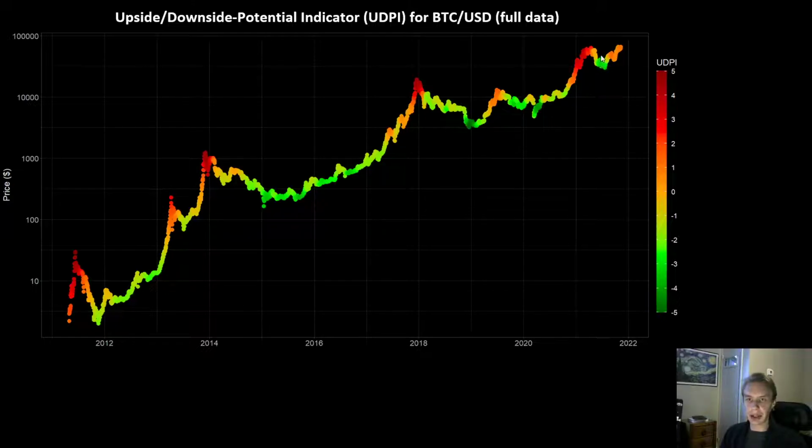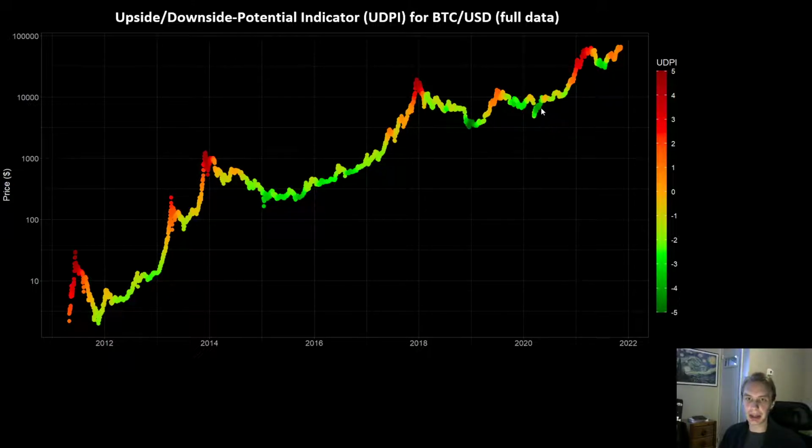And so one of the first questions I had after I developed the indicator for Bitcoin was, okay, this looks pretty good. It seems to identify low and high risk zones pretty well, but is it only able to do so because it has full knowledge of Bitcoin's price action up to this point? Would it really be able to do this in real time?